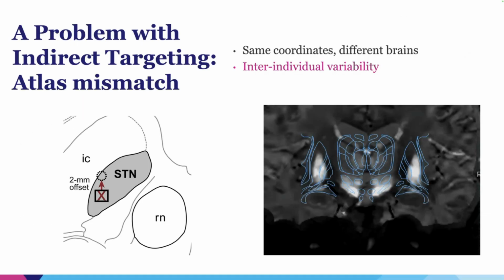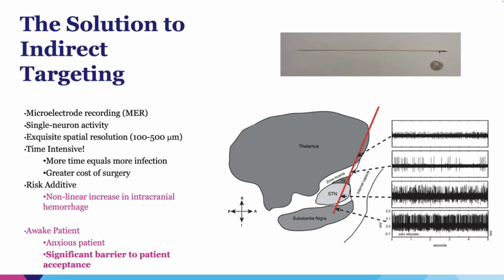Those of us that have been through that era know that atlases are very, very inconsistent entities. They're useful on some level, but they are bad from an individualistic standpoint. There is a tremendous degree of individual variability of these structures, despite having relatively preserved ratios in relation to AC and PC. And so our solution in those years, for many of us, for indirect targeting was microelectrode recording, the ability to record single neuron activity.